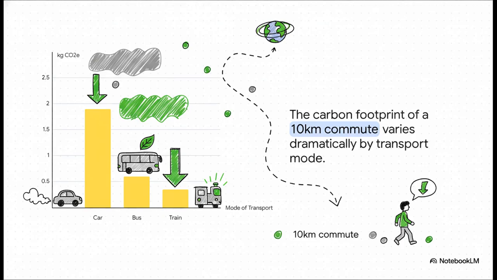Driving a car by yourself, by far the most carbon-intensive option. Taking a bus cuts that down significantly, and a train or light rail, that's even better. It just goes to show that your daily choice of how to get around has a direct, measurable impact.